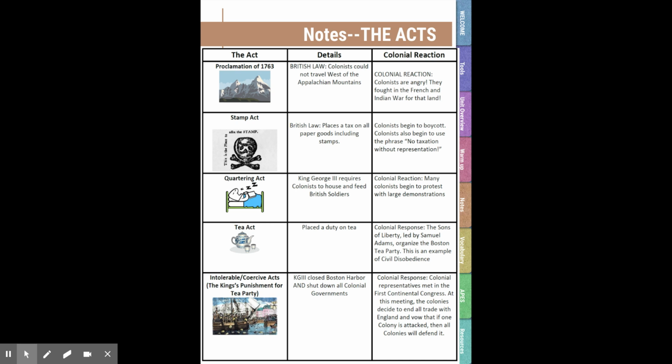The next act is the Tea Act, which is simply a duty on tea. This also gives a monopoly to specific English tea carriers. So the colonists, again, feel that their rights are being infringed upon, and they are no longer able to smuggle, and they face harsh penalties, with trials in England, not even in the colonies.